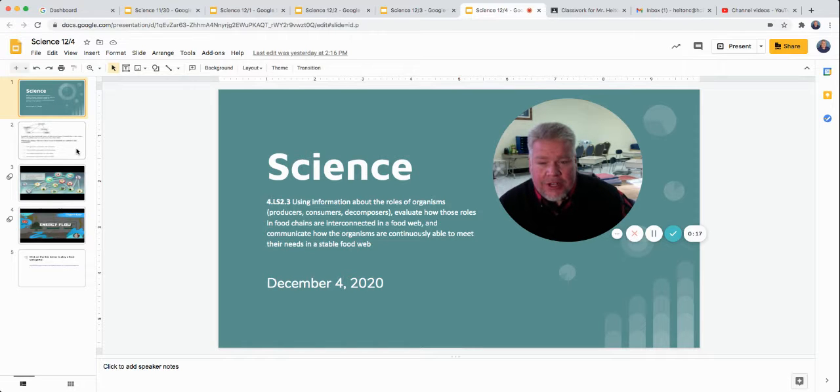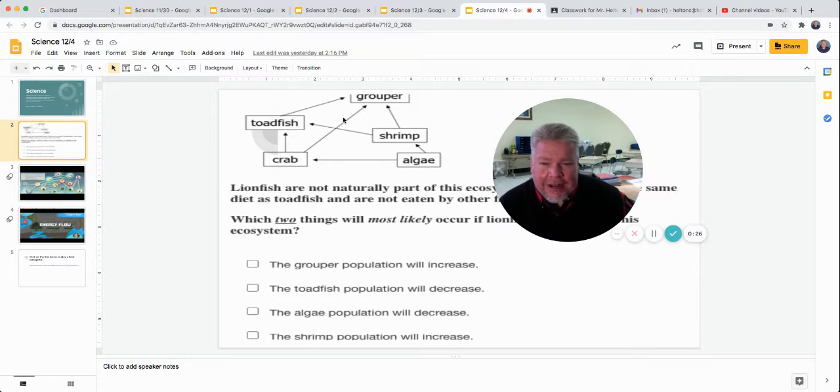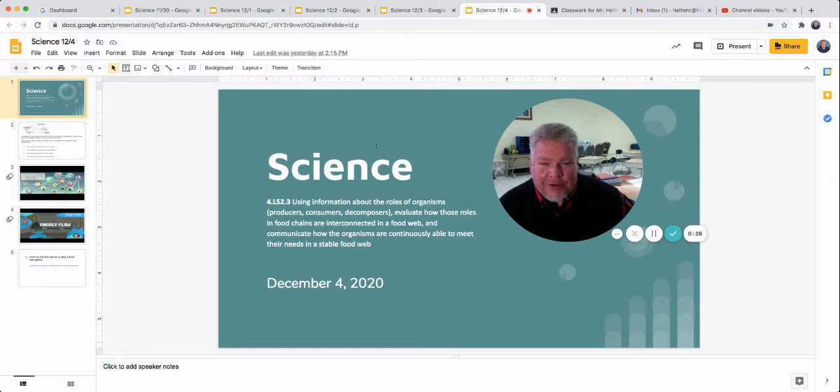Yesterday was a food chain, which is one line of the energy flow going from one animal to another animal to another animal. A food web looks a bit different. It's got arrows going everywhere. That's why it's called a food web instead.